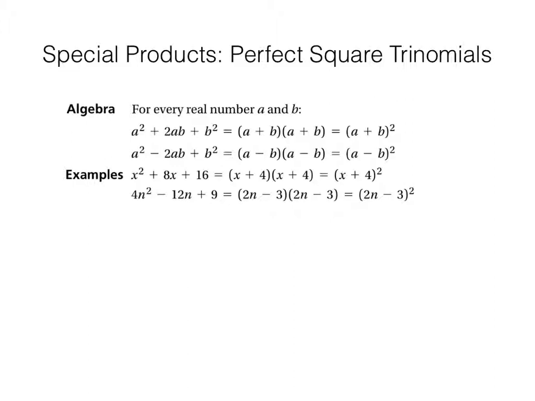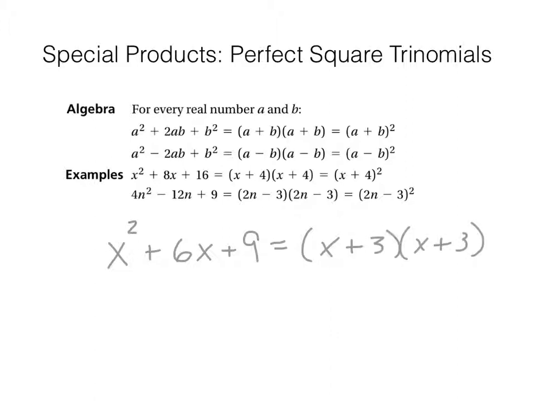Let's look at a couple real quick. How about x squared plus 6x plus 9? 9 is a perfect square. That means this is x plus 3 times x plus 3. Remember to think about what happens when you get your outer and inner product. It's two of the exact same product. Two 3x's gives me 6x. Can you think of another one?